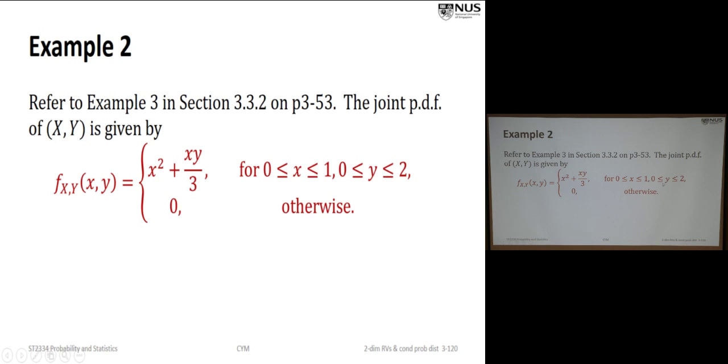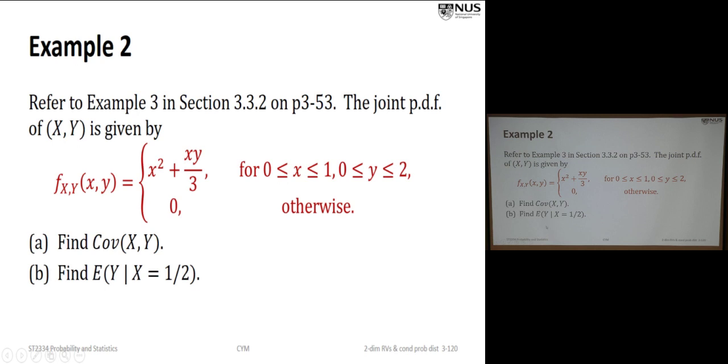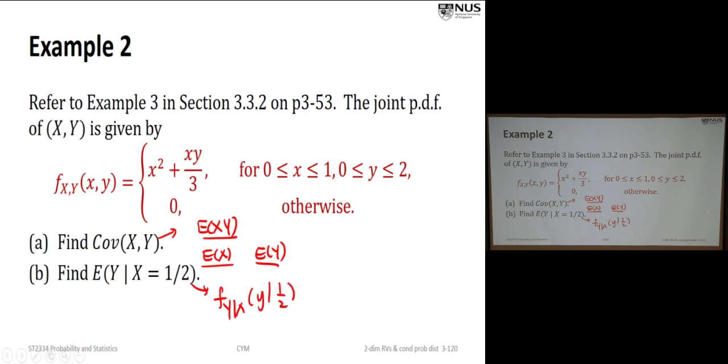All right. And we are asked to find the covariance and also the expectation of y when x equals 1/2. In order to get this, we need to find the following. You need to find the expectation of xy. You need to find the expectation of x and the expectation of y. All right? So the covariance is equal to the difference of this minus the product of these two. For the other one, you need to know the conditional distribution of y given x equal to 1/2 and then get the expectation. So these are the steps, or the quantities, that you need to find.